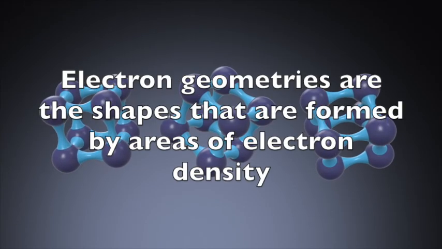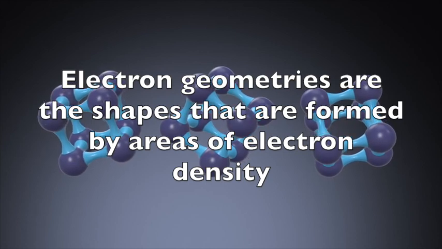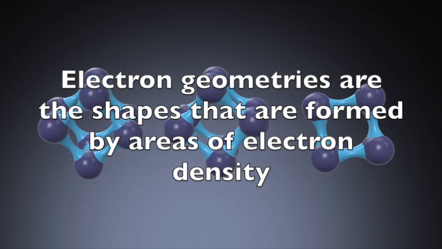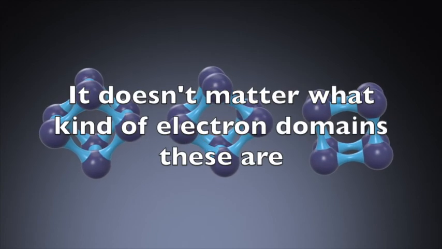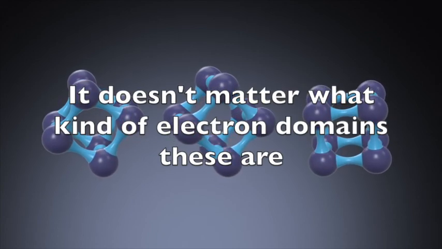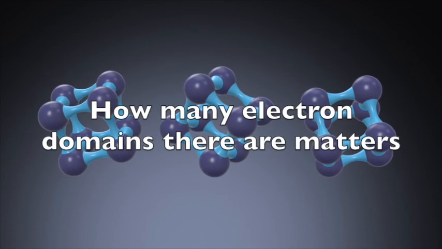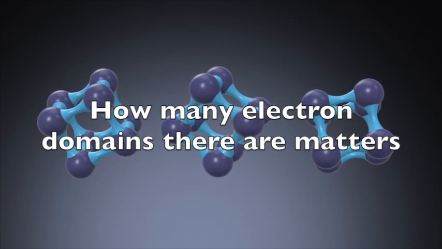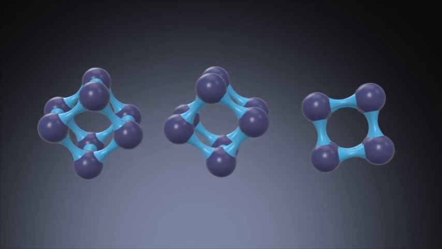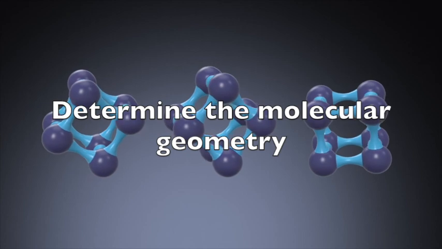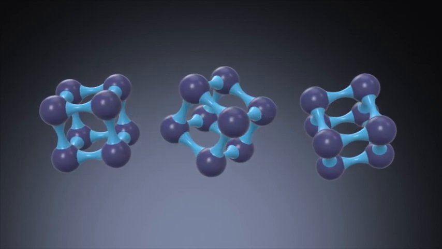So, let's review. Electron geometries are the shapes that are formed by the areas of electron density, or electron domains, that surround a central atom. It doesn't matter if these domains involve lone pairs or double or single bonds. The only thing that counts here is how many electron domains there are, not what they are. Electron geometries are important because they will determine the molecular geometry. We'll look at that in the next video.